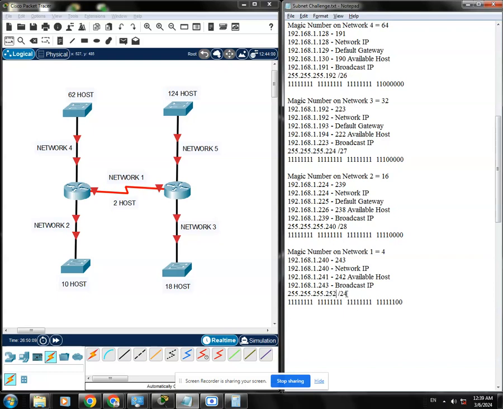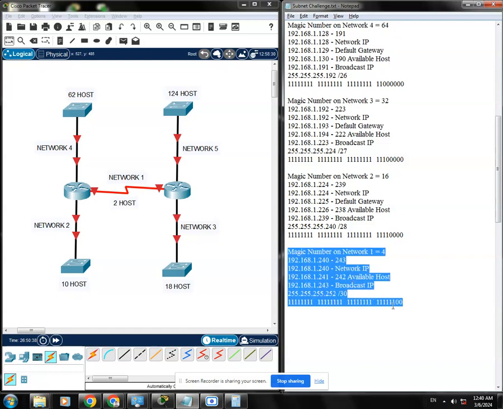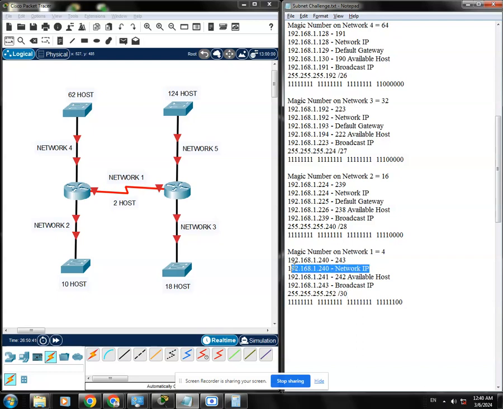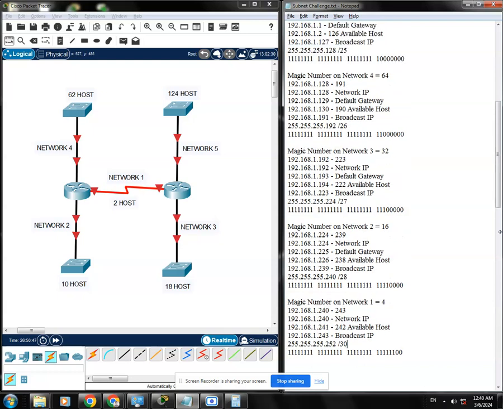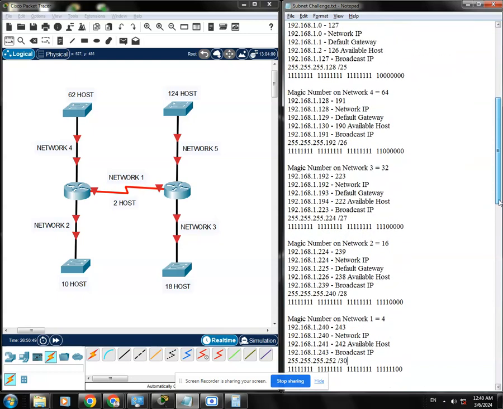And is it still slash 24? Well, the answer is no. So it will be 8, 16, 24, 25, 26, 27, 28, 29, 30. So it will be slash 30. Easy, right? There you go. So this will be the subnet mask that we'll be using on this network number one, which is on the network IP 192.168.1.240. And there you go, we're done.